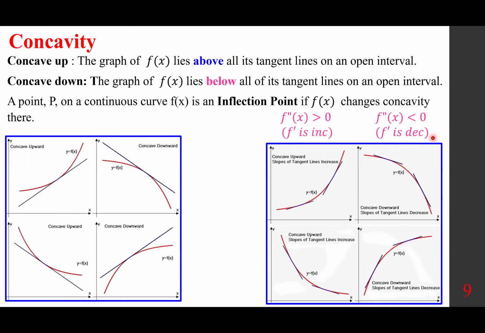And finally, a point P on a continuous curve f of x is an inflection point if f of x changes concavity there. As you can see, concave down becomes concave up. At that point, concave up becomes concave down, a point of inflection. So that's as far as the definition is concerned.